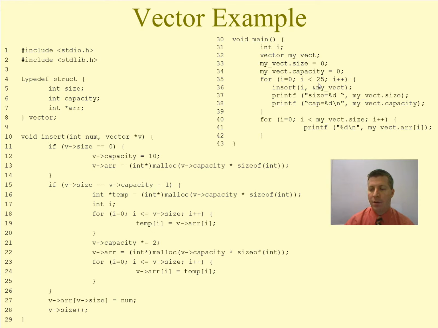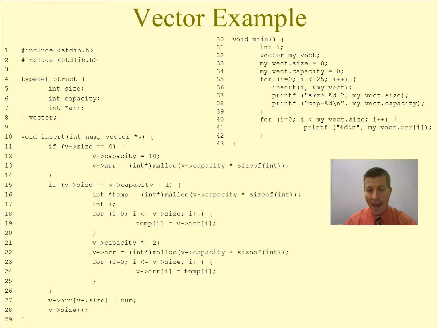And then I am going to start going through and adding elements into it. I'm going to add 25 elements just so that we can see how this is going to increase in size. So I'm going to loop 25 times. You see I'm calling a function insert. I'm passing i, which is going to be the element, the value that I would like inserted into my vector. And then I'm passing the address of my_vect.